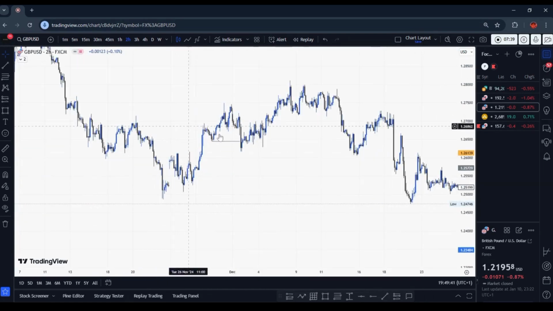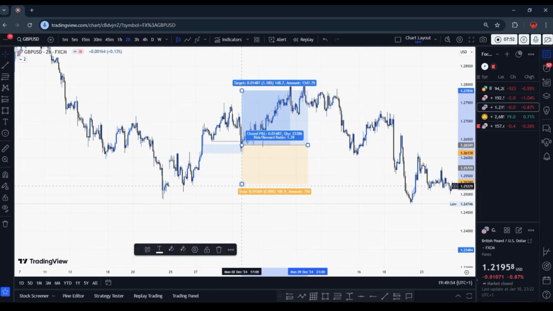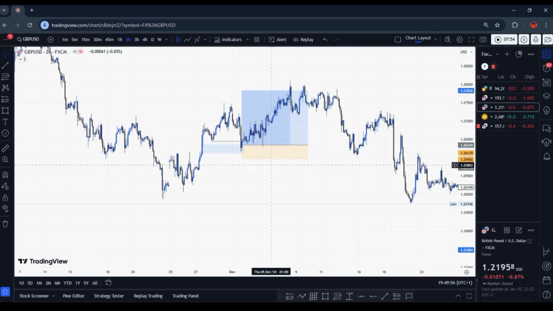You can see this is a liquidity, this is an inducement zone. This is the fair value gap as an entry from here, and price did what? Price moved to the upside. Can you see? Yeah, can you see like that?